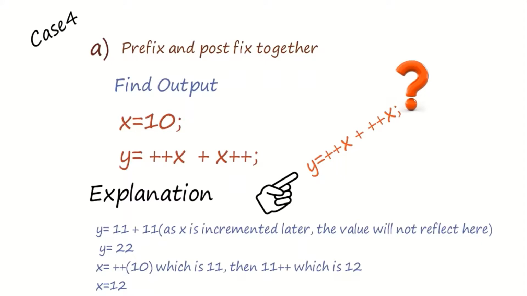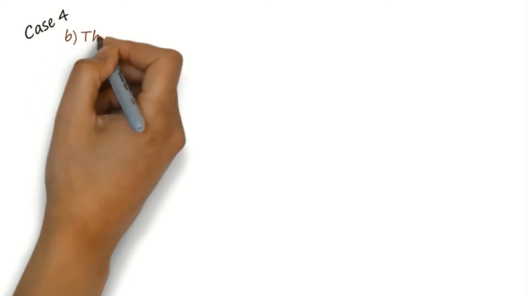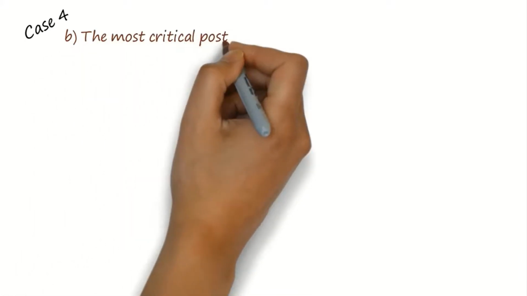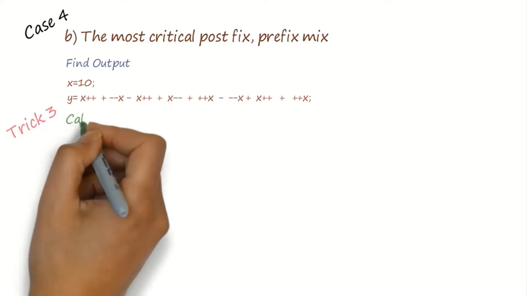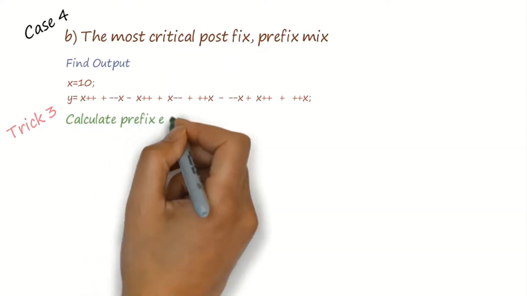Let's consider the most critical case, with postfix and prefix operators together in one expression. Always remember, whenever you are evaluating pre and post increment and decrement operators together, the pre operators are executed before post operators. Therefore, the associativity of pre-operators is considered first. And we already know the associativity of prefix is right to left and postfix is left to right.